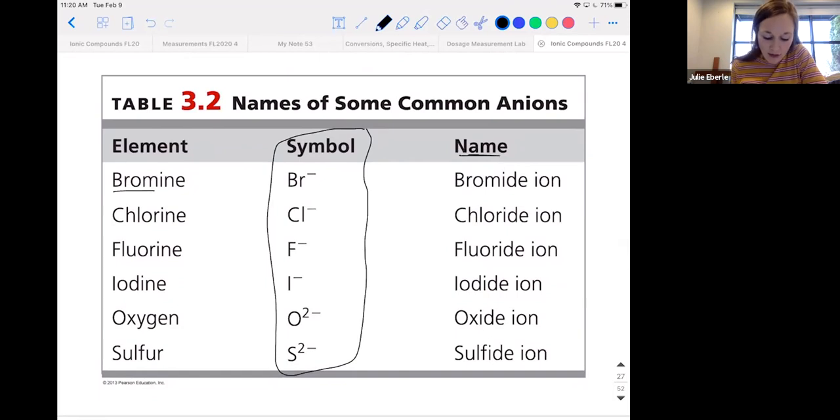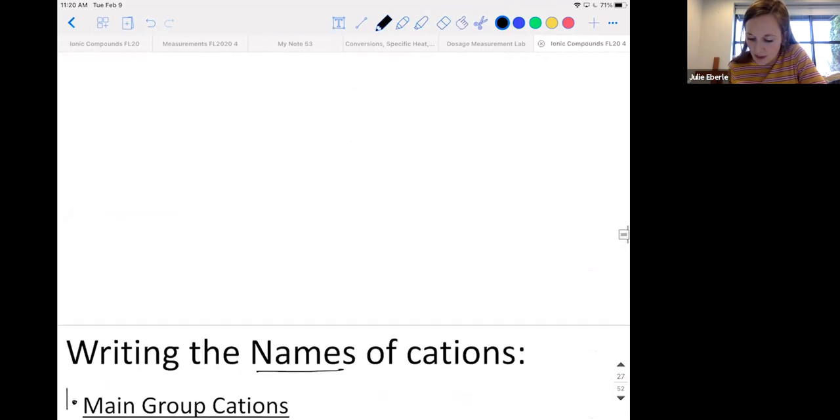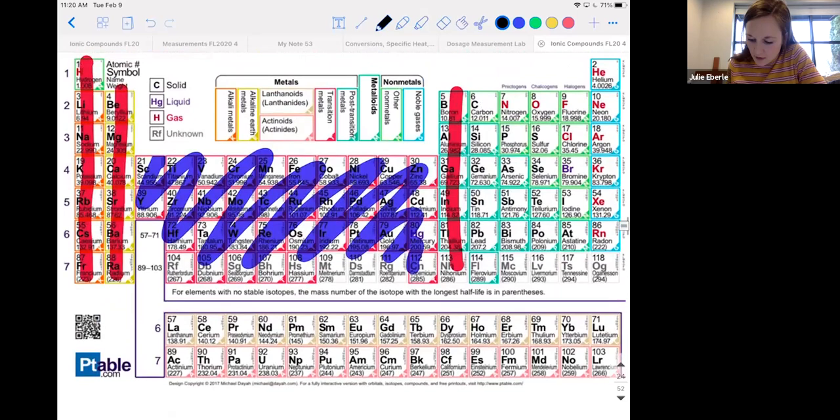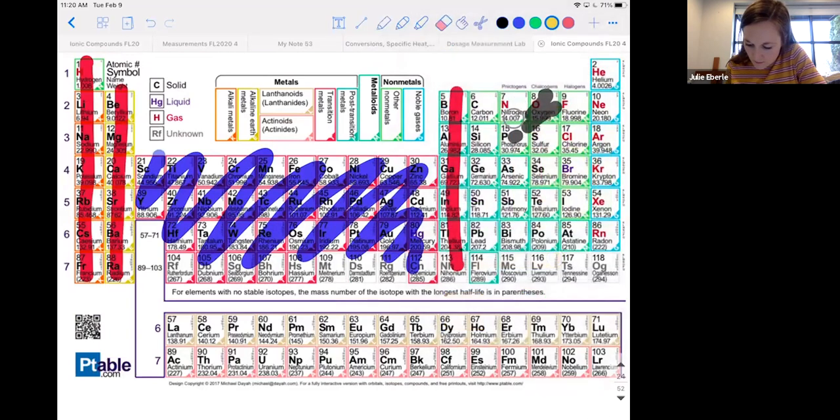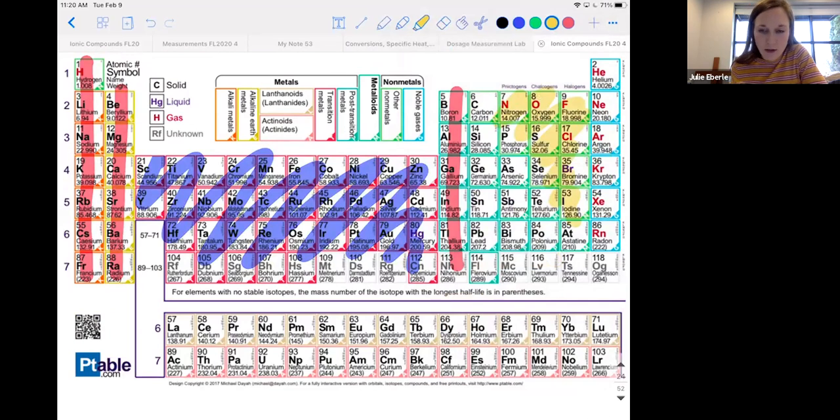So if we have bromine, chlorine, fluorine, notice these are all main group 7. These are the halogens right here. And these are our main group 6. By the way, where are anions going to be on the periodic table? If I scroll back up to that periodic table, all your anions, I'm doing yellow, are right up here. These are all your anions, okay? So these are the elements that we're talking about right now.